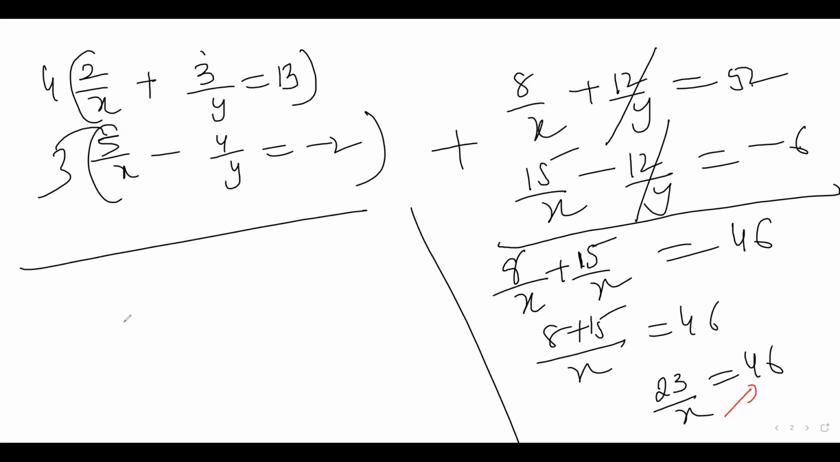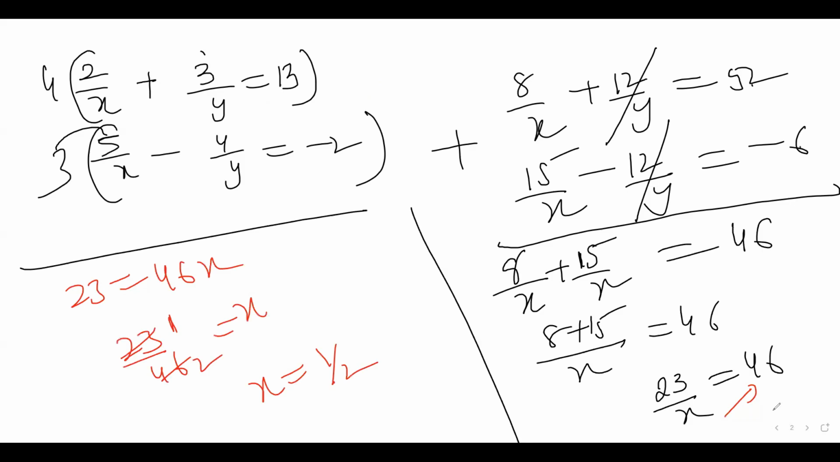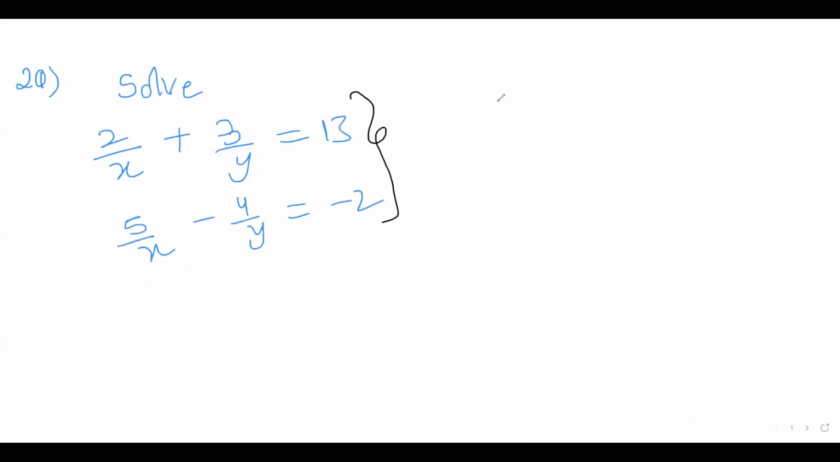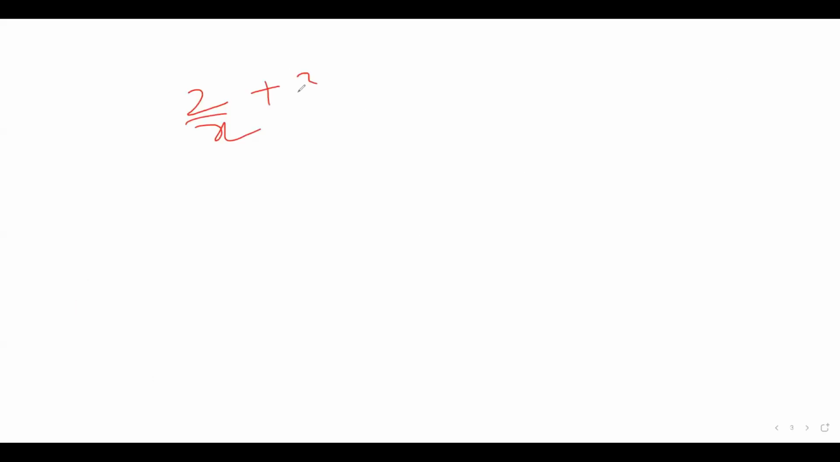Cross multiply, 23 is equal to 46x. X is equal to how much? 23 by 46, 23 ones are, 23 twos are, x is equal to 1 by 2, same answer came. X is equal to 1 by 2. Put it in the first equation. First equation is 2 by x. What is the first equation? 2 by x, it is here. 2 by x, 3 by y, 13.